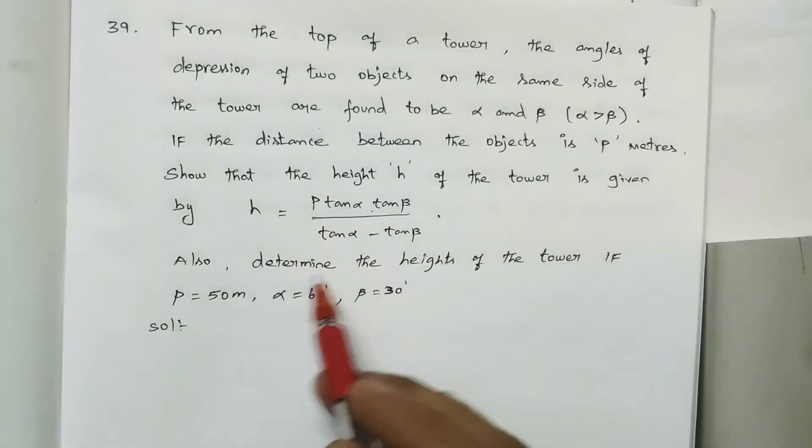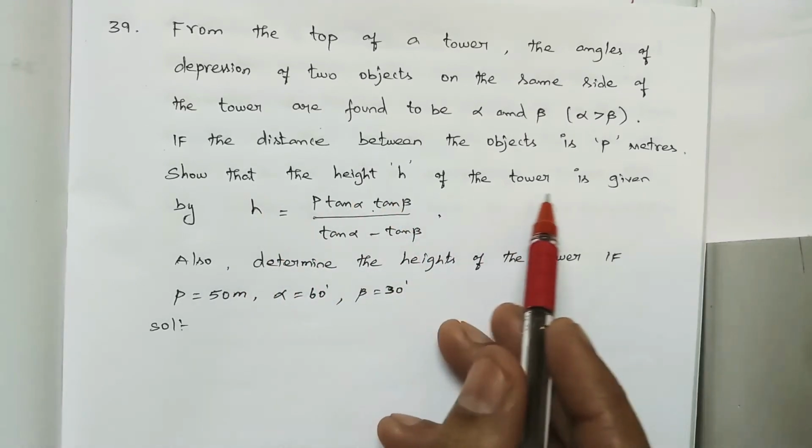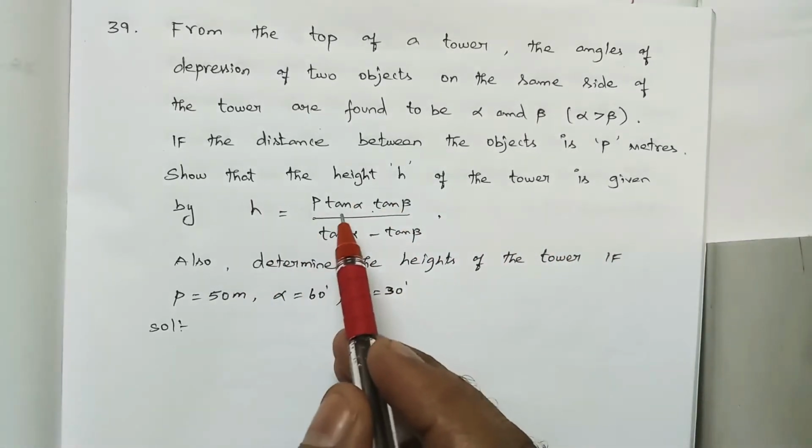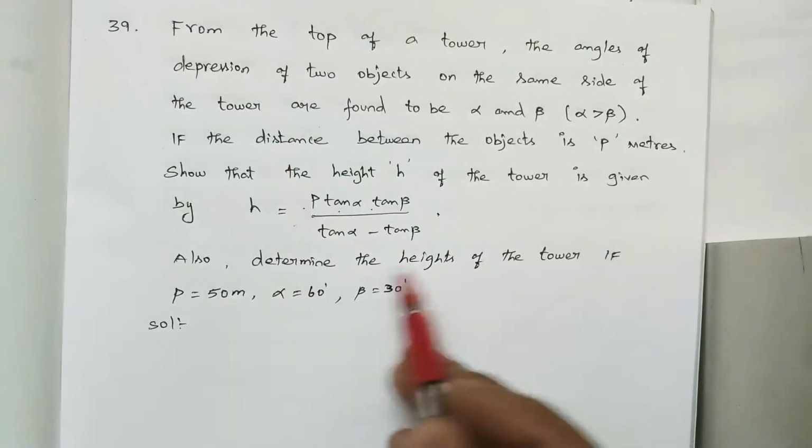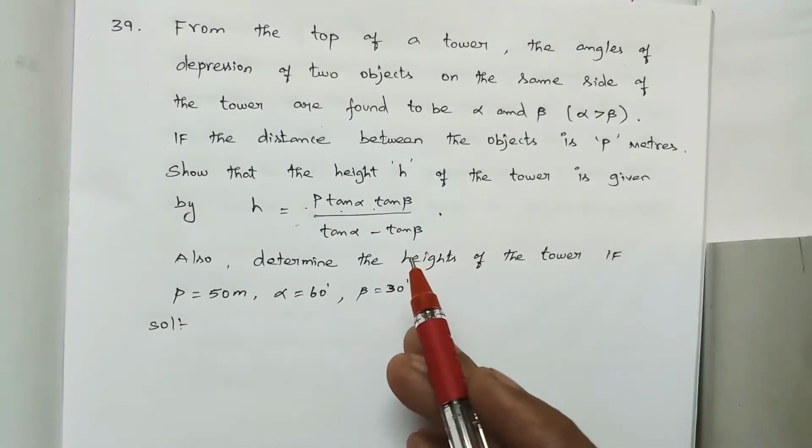Next we are going to prove. Show that the height h of the tower is h is equal to p tan alpha tan beta divided by tan alpha minus tan beta. This only we want to prove. So same thing, right?